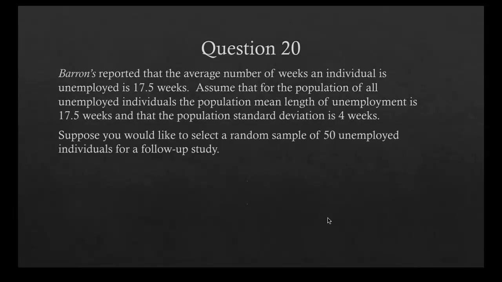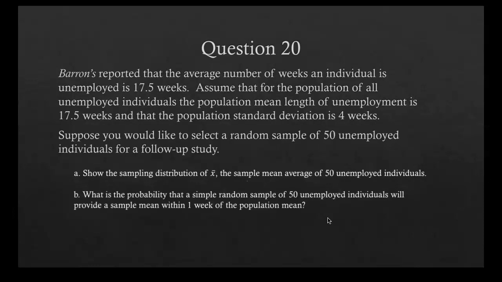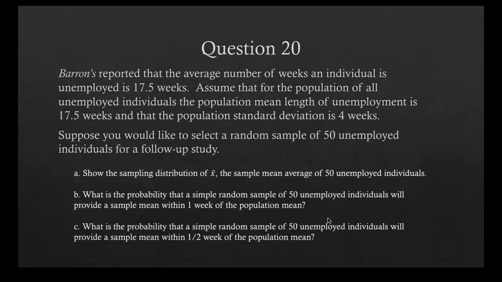We have 3 parts to this problem. First, we need to show the sampling distribution. Then, we need to solve for the probability that this random sample will provide a sample mean within 1 week of the population mean, and then solve for the probability that this sample will provide a sample mean within half a week of the population mean.